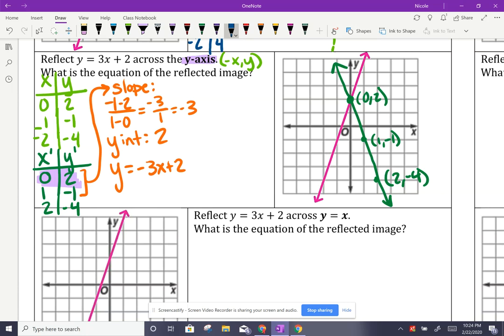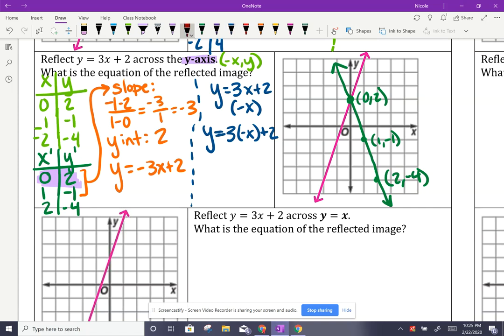And like I said, there's another way to go about doing this. You can also change the x to a negative. So if my original equation said y equals 3x plus 2, I'm going to make x negative. So y equals 3 times negative x plus 2. Go ahead and distribute that 3 to that negative x, and you get y equals negative 3x plus 2. And these equations are now the exact same.